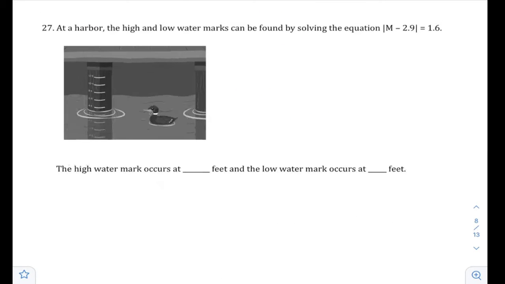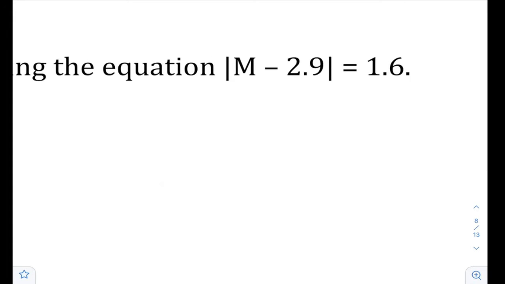At a harbor, the high and low water marks can be found by solving the equation absolute value of m minus 2.9 is equal to 1.6. The high water mark, the maximum, occurs at where, and the minimum or the low water at where. So in this case, I can solve this absolute value equation. We have a positive number, we have absolute value, isolated and ready. So I have two cases here.